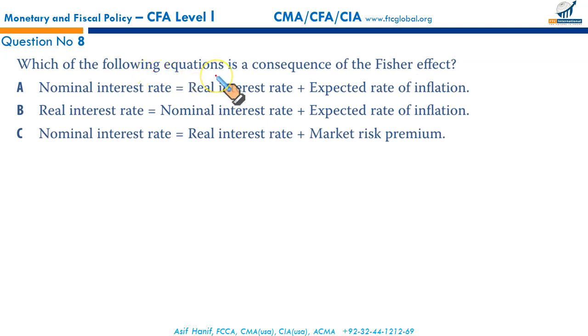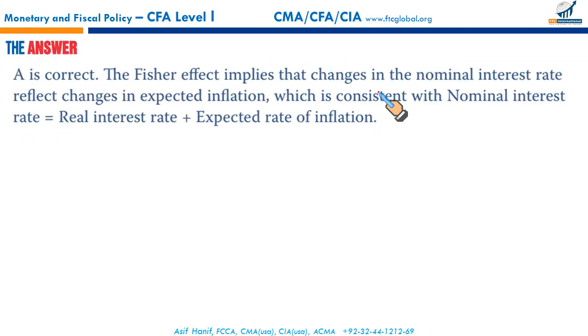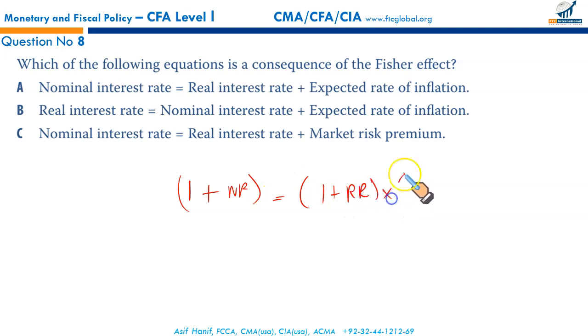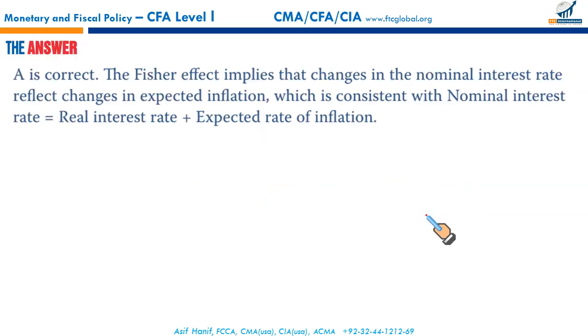Which of the following equations is a consequence of the Fisher effect? Yes, nominal interest rate is equal to real interest rate plus expected rate of inflation. Look no further, it's A. And normally when we write the equation, it's 1 plus nominal rate is equal to 1 plus real rate multiplied by 1 plus expected inflation rate. Nonetheless, A is the right answer, and A it is.